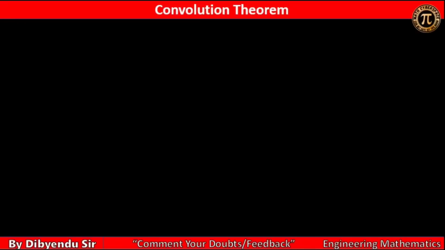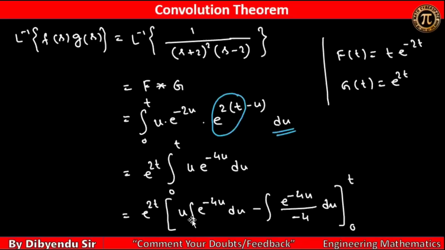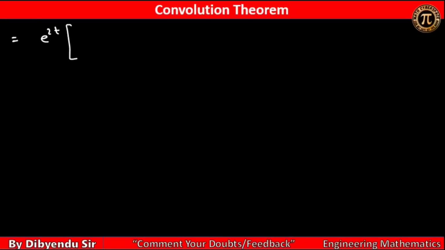So this is equal to e to the power 2t into, here I have gotten e to the power minus 4u by minus 4. So this is equal to e to the power 2t times [u e to the power minus 4u divided by minus 4, minus e to the power minus 4u divided by 16], from 0 to t.